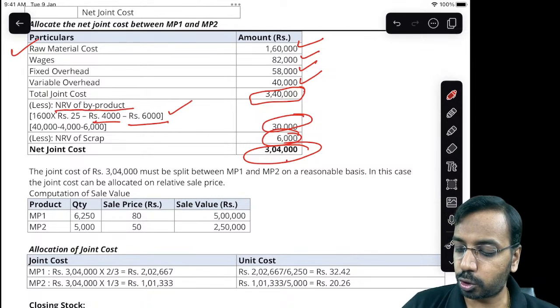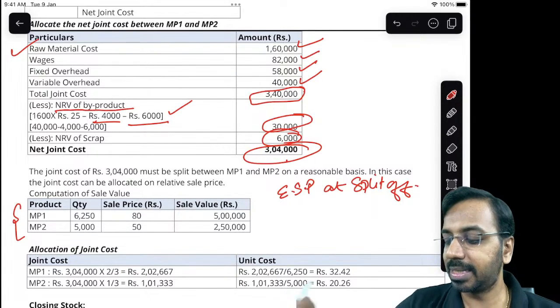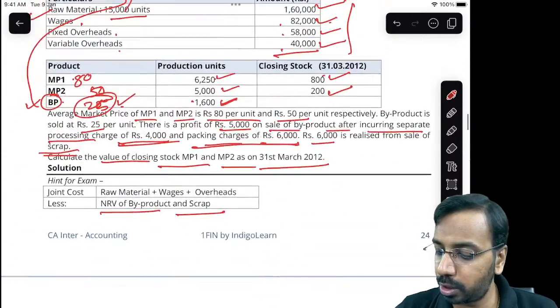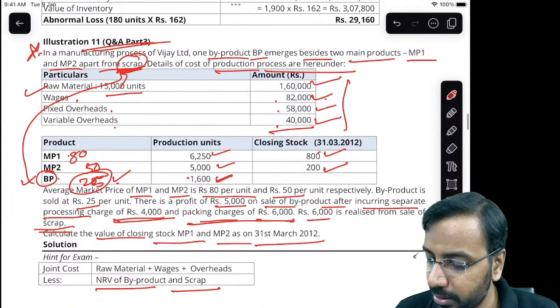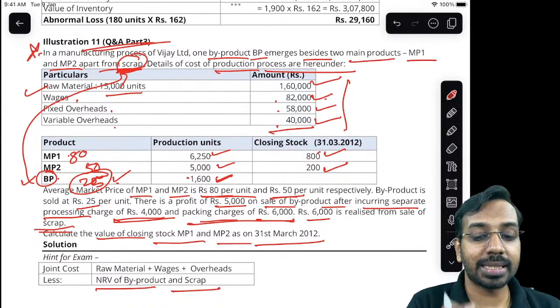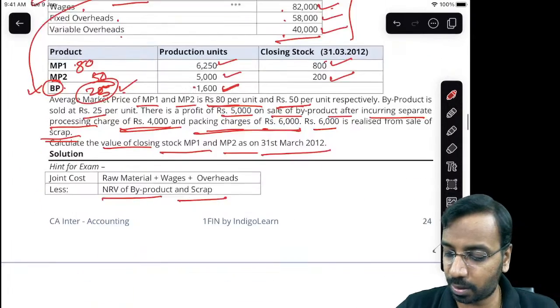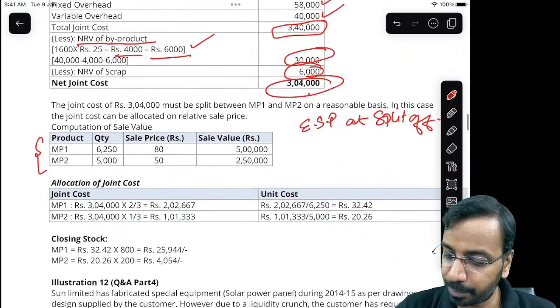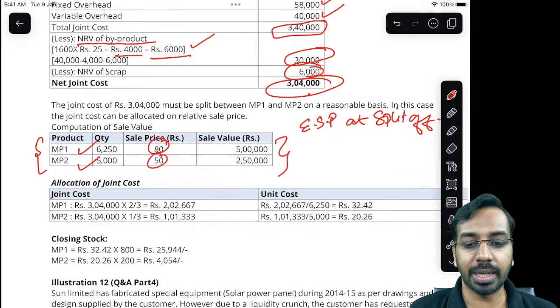Now, how do we allocate this 3,04,000? This 3,04,000 should be allocated between MP1 and MP2 on the basis of estimated selling price at split off point. Don't make this mistake in the examination that you will allocate using the 80 and 50. No, you have to calculate the total estimated selling price. What is the total estimated selling price? 6,250 into 80, 5,000 into 50. So this is the total estimated selling price.